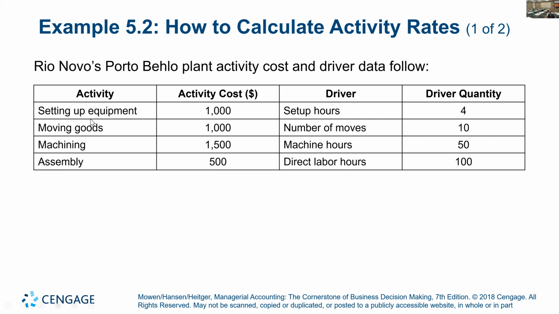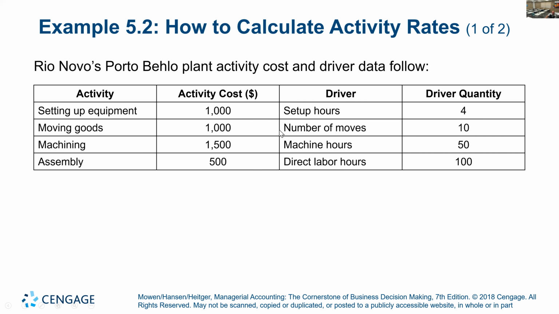Okay, so the setting up equipment, we assigned a cost to it of $1,000. We estimated that the setup hours were going to be 4. Okay, you'd have to go back to that other slide, and those would have been the regular and the deluxe added together. The total number of setup hours we expected to use here. For moving goods, we assigned a cost of $1,000 and we estimated 10 moves total. Machining 1,500 with 50 and assembly.